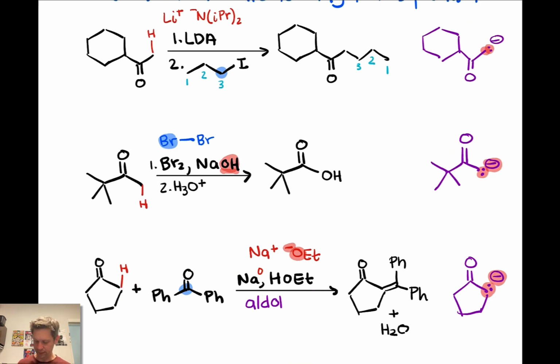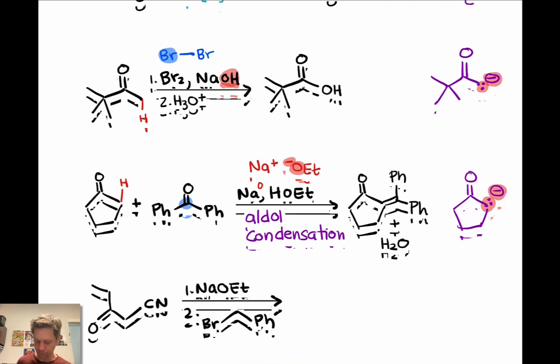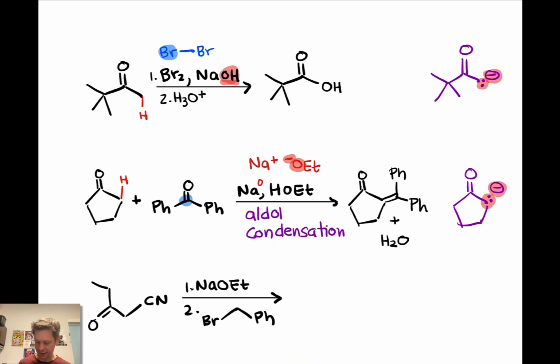And so via an E1CB type elimination mechanism, we get this alpha-beta unsaturated carbonyl compound. And this is an example of what we call the Aldol condensation, since water is lost as a small molecule in this reaction.